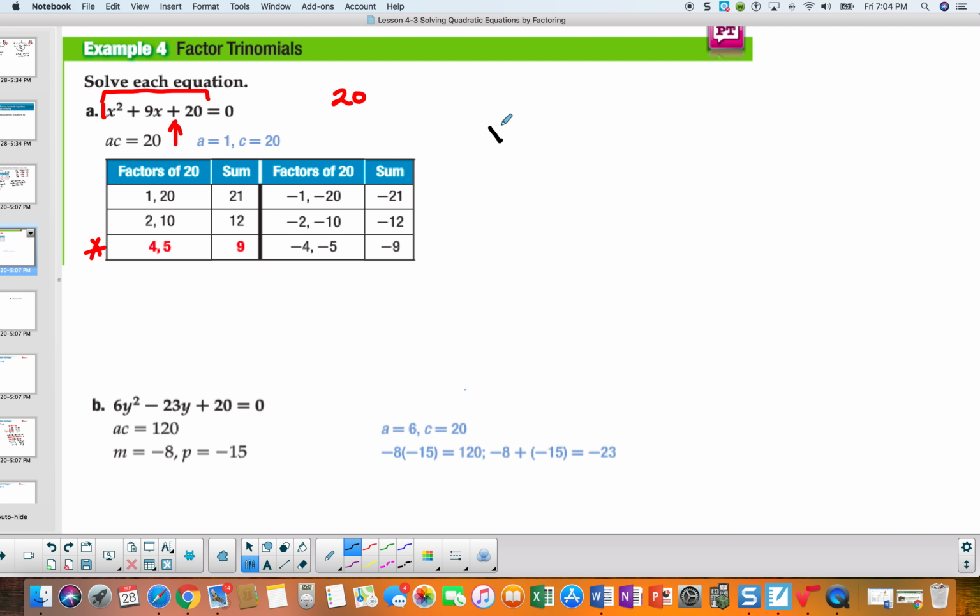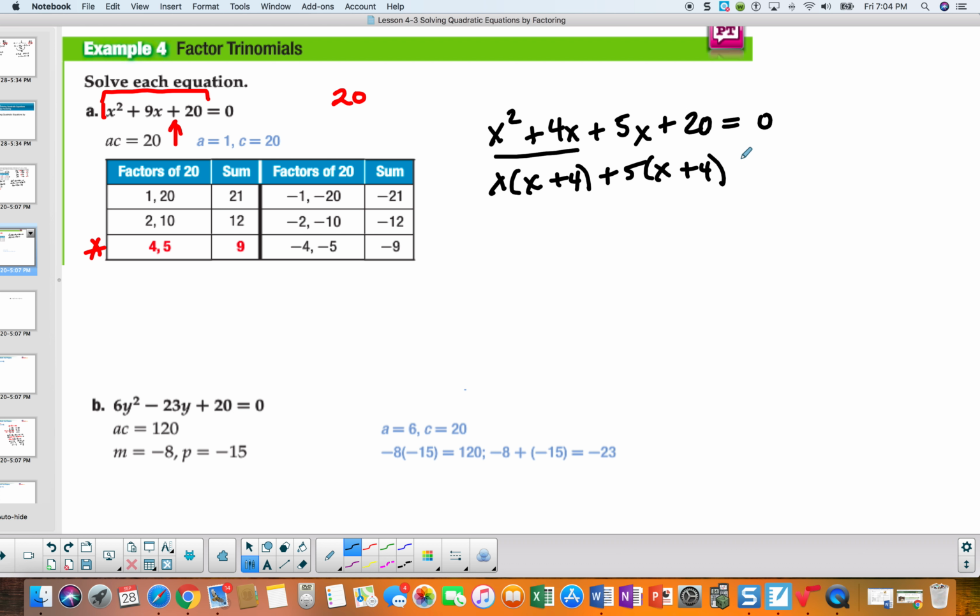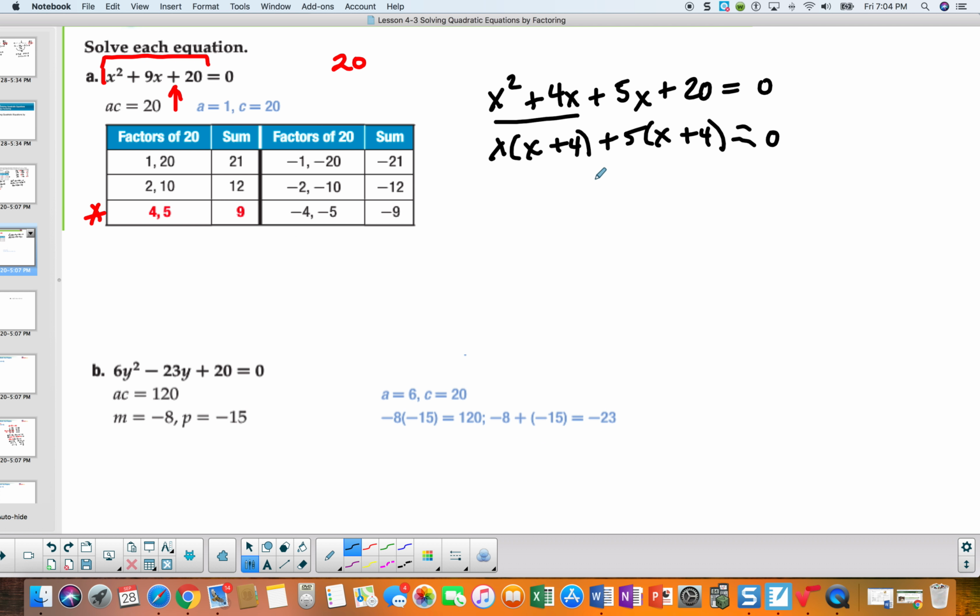So we're going to write x squared plus, and then we're going to write 4x plus 5x. See, that's what's going to create the 9x. Plus 20 is equal to 0. Okay, now we're going to take this and get the GCF, x times x plus 4, and then the GCF here is 5, and that's going to be x plus 4 equals 0. And then we're going to factor out the x plus 4, and now we have the quadratic in factored form.